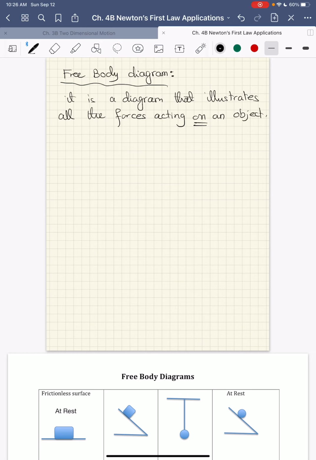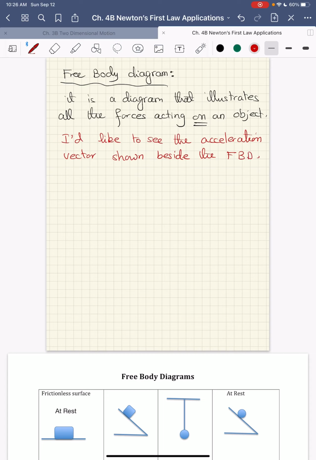Now, I will say also, I'd like to see the acceleration vector shown, okay, beside the free body diagram.